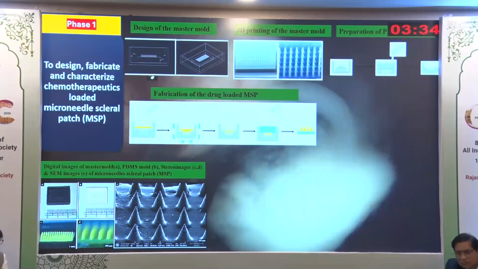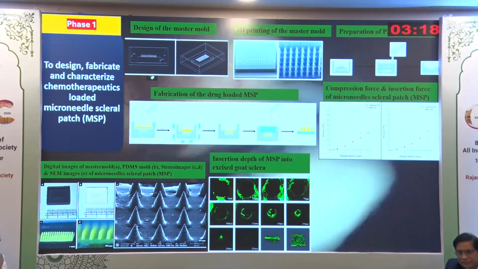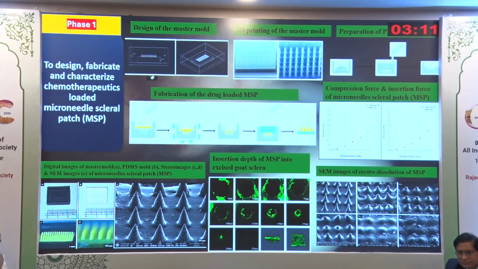We did the characterization of these microneedles using a scanning electron microscope, where you could see how the needles look. To determine the predetermined depth at which these needles should penetrate into the excised goat sclera, it was found to be around 225 microns, where it reached the suprachoroidal space. We tested the compression and the insertion force, so that the needle should not break while it penetrates the scleral surface into the suprachoroidal space. And these are the scan images of the in vitro dissolution of the microneedle patch, where the needle dissolves in around 1 minute, about 95%.